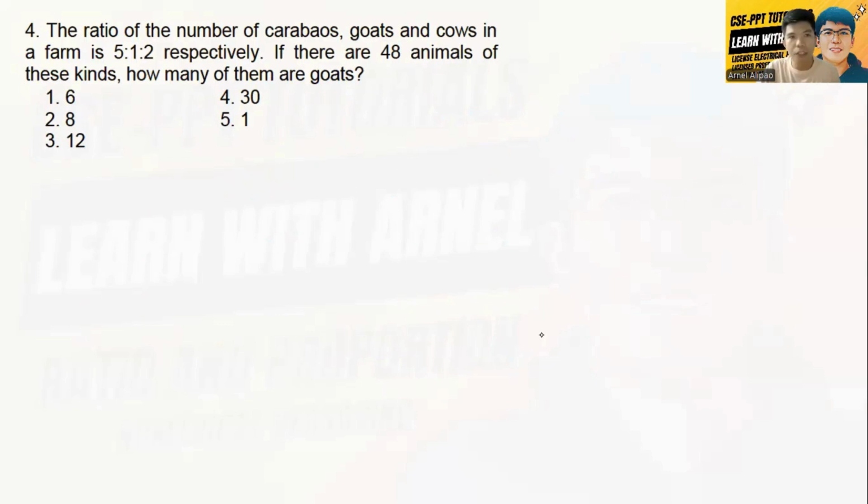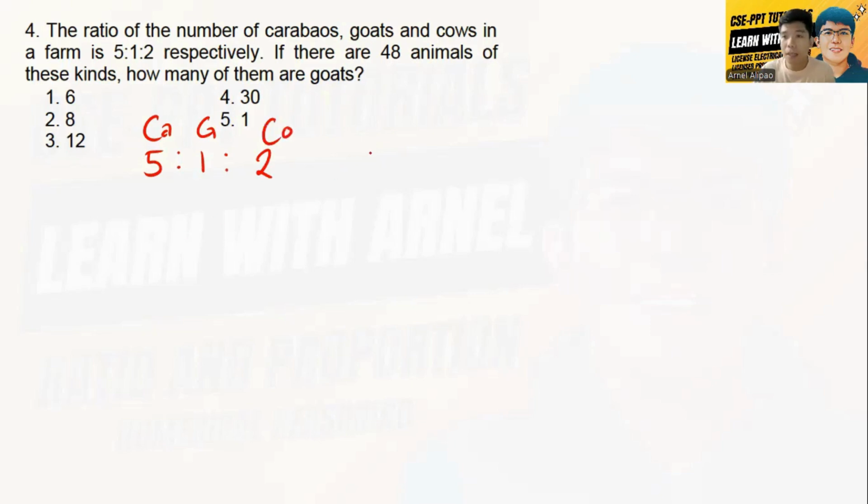The ratio of the number of carabaos, goats, and cows in a farm is 5:1:2, respectively. If there are 48 animals of these kinds, how many of them are goats? So all we need to do is take note of the ratio. We have 5:1:2. 5 is for the carabaos. Then 1 is for the goat. And then 2 is for the cows.